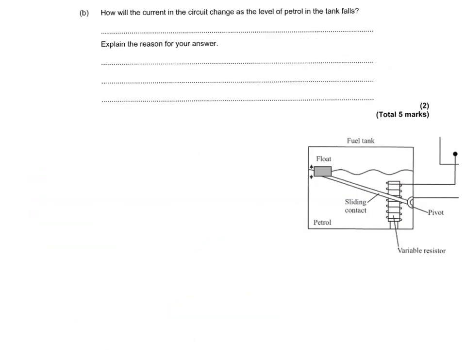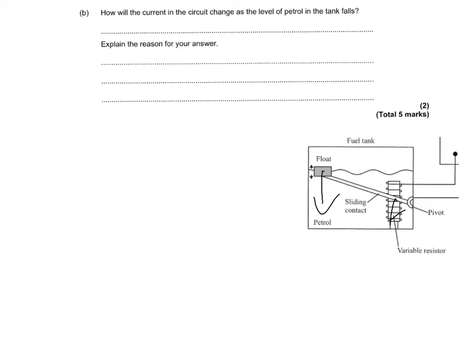So in this question, it asks you what happens to the current of the circuit as the petrol tank falls. As the petrol falls, the float moves down. You can see then that the sliding contact is also going to move down this way, which basically means that more of the resistance or more of the resistor is available.